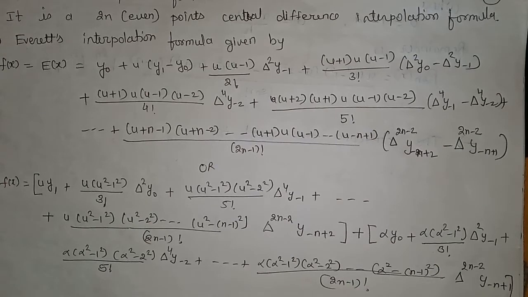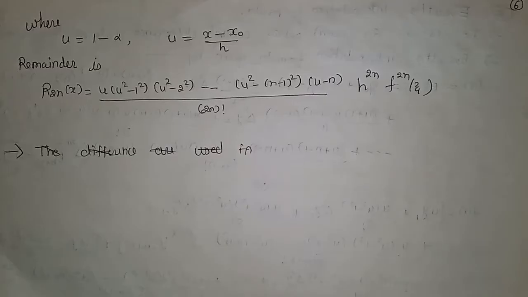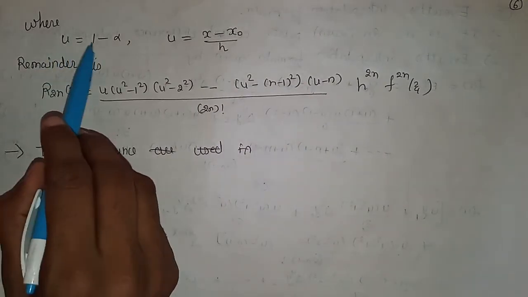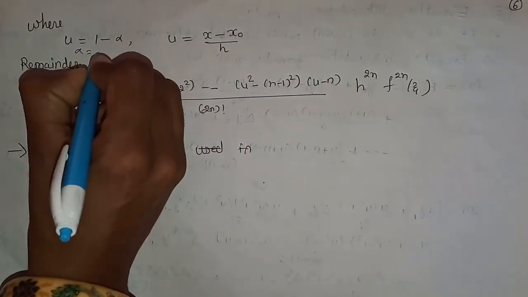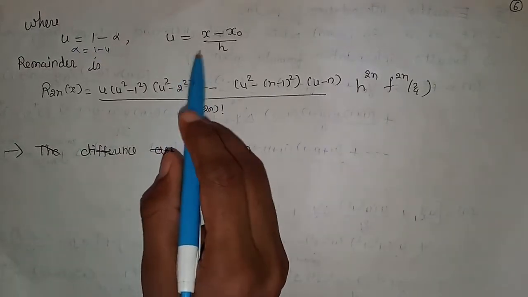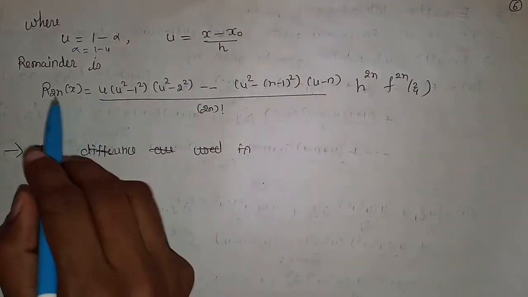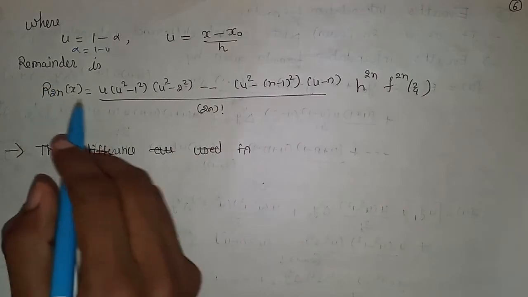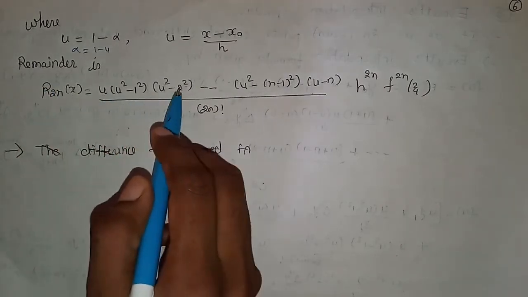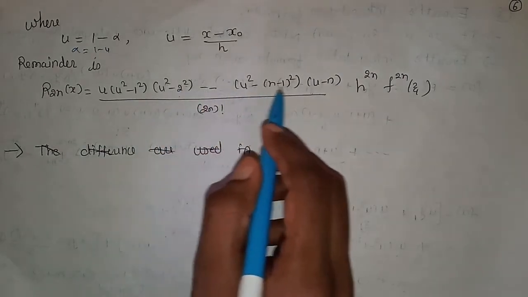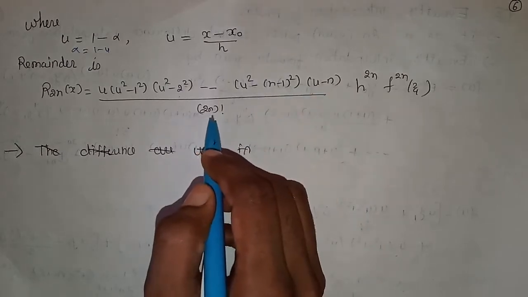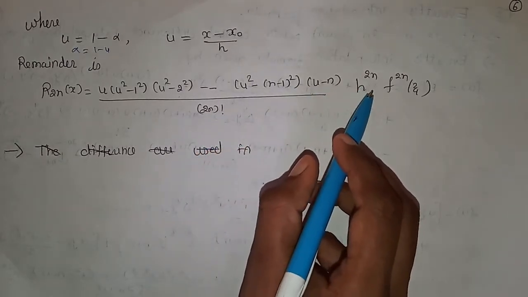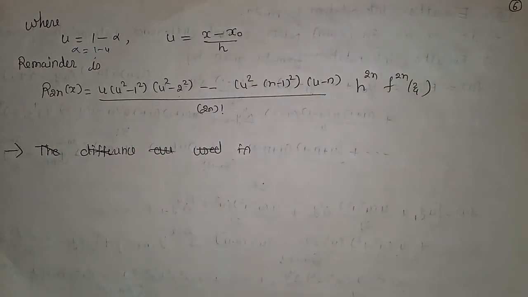Now we will see this also using a table. Before that, we will see what alpha is. Here u is equal to 1 minus alpha, so from this we can say that alpha is nothing but 1 minus u. Now u is (x minus x naught) divided by h. Again the remainder is R2n(x), equal to u into (u square minus 1 square)(u square minus 2 square) up to (u square minus (n minus 1) the whole square)(u minus n) divided by 2n factorial, into h to the power 2n f2n(xi). So this is the formula.